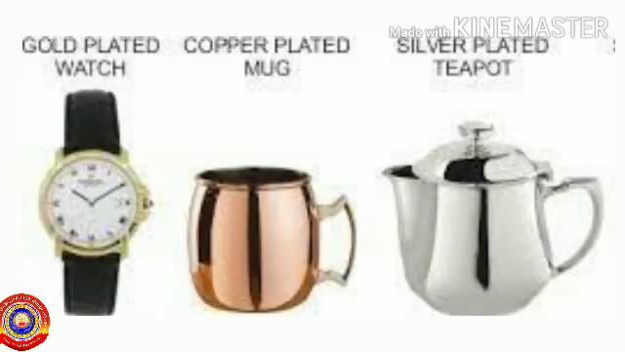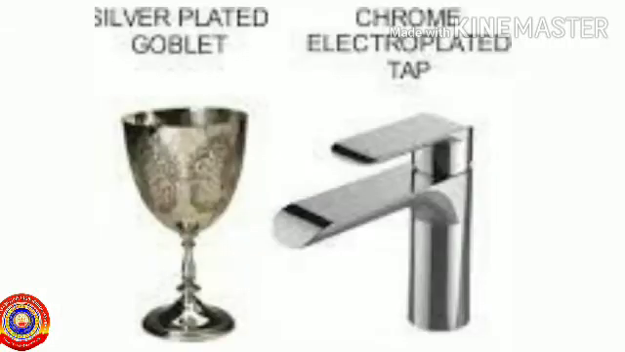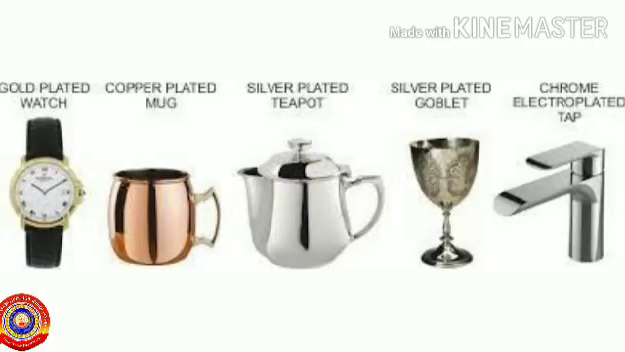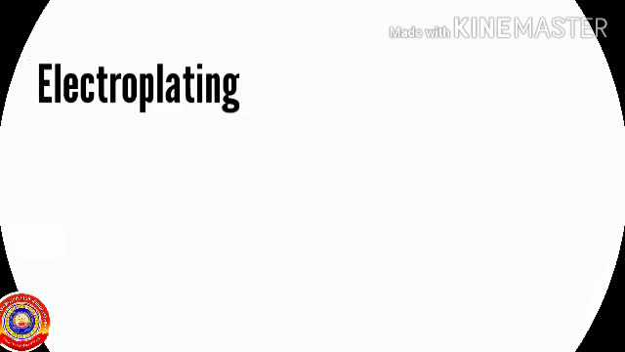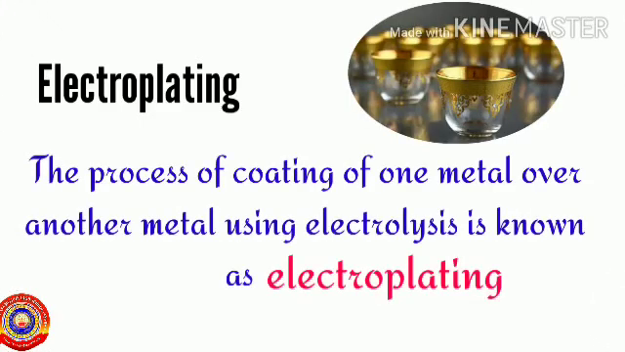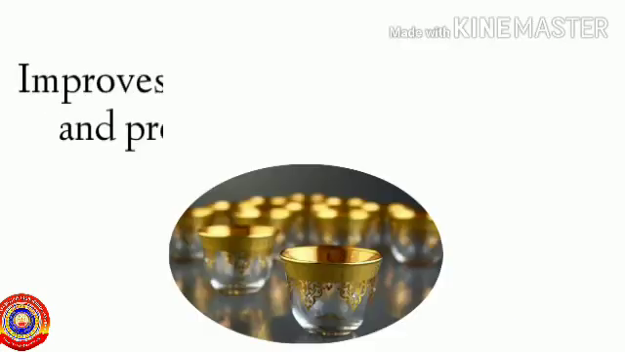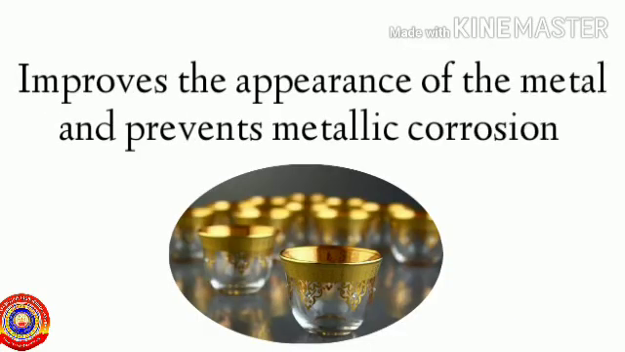Observe the picture closely. All these materials are used in our daily life, aren't they? Did you know how these things are plated with these metals? It is because of electroplating. So let's start with the definition of electroplating. It is the process of coating one metal over another metal using electrolysis. This coating improves the appearance of the metal and prevents metallic corrosion.